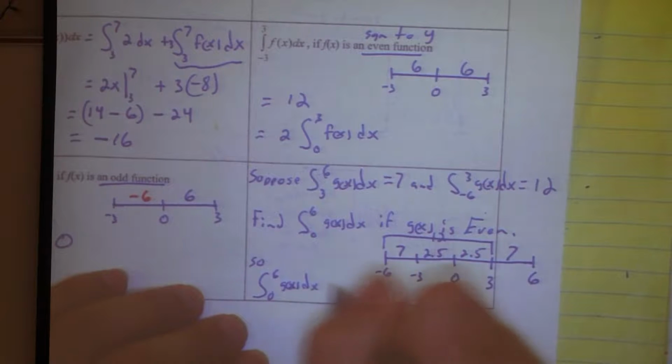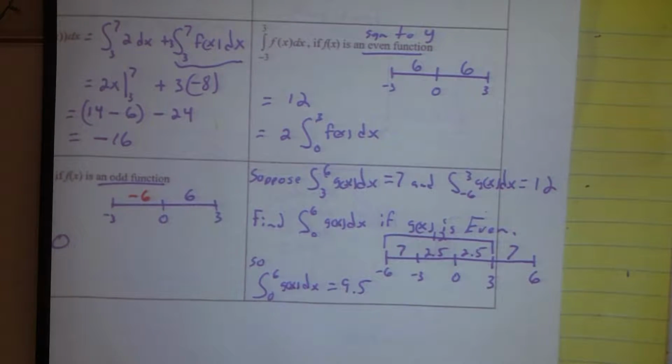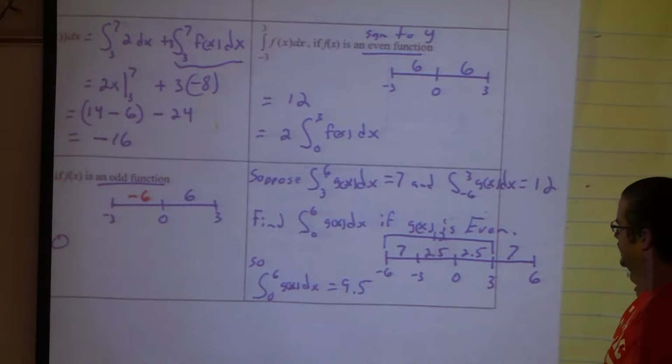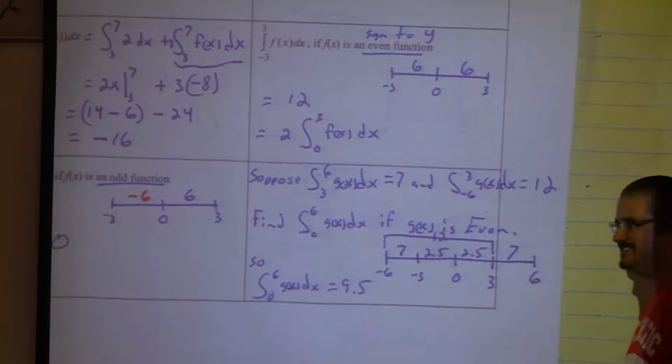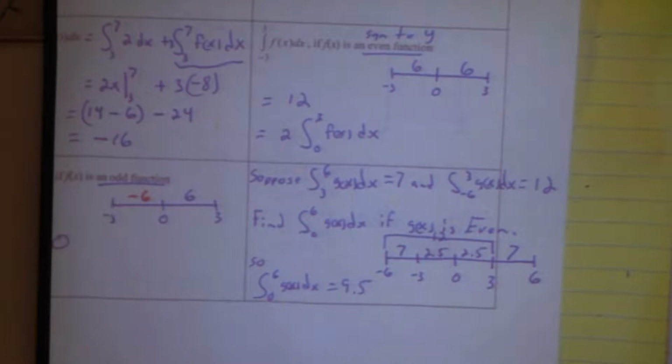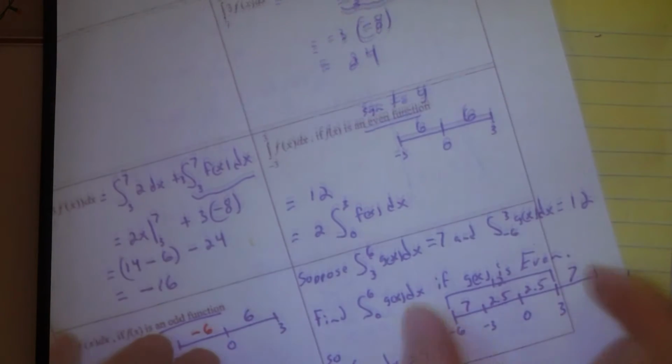Cool? What if I said the integral from -3 to 6? 12, right? Cool? What if I said from -6 to 6? 19? Yeah. Good? Does the little number line trick help you there? A little bit, right? Especially for those kind of problems.